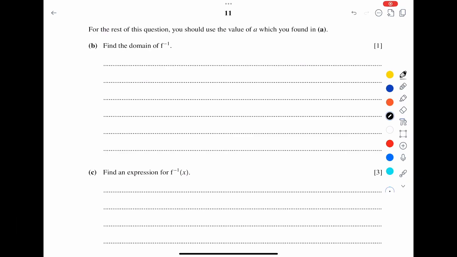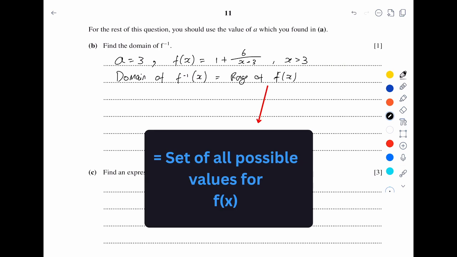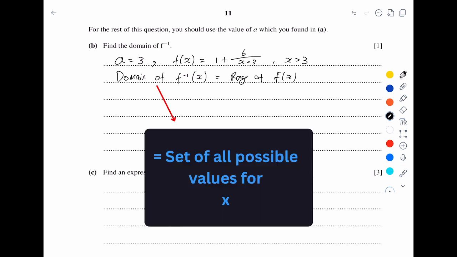What you need to remember here is that f(x) is equal to 1 plus 6 over x minus 3. Now, f to the negative 1 is simply the inverse of f. And so therefore, the range of f, the set representing all possible y values, will be the domain of f to the negative 1, the set representing all possible x values.